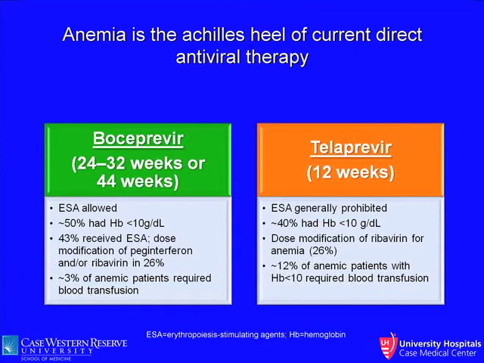A high percentage of patients had anemia with a hemoglobin less than 10. A significant percentage in the boceprevir arms had to undergo ESA therapy. And up to 3% of anemic patients in the boceprevir trials required blood transfusions versus about 12% of anemic patients who dropped their hemoglobin less than 10 in the telaprevir studies. So these are data that show you very clearly that you have to manage anemia effectively, you have to manage it aggressively, and you have to be prepared for it if you are going to use the first-line protease inhibitors.